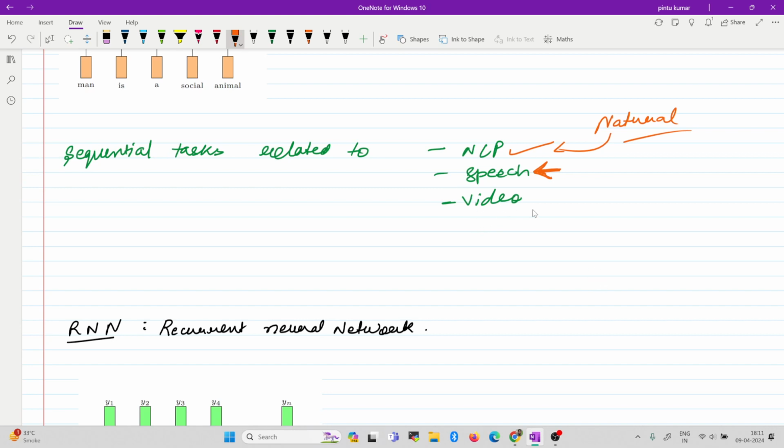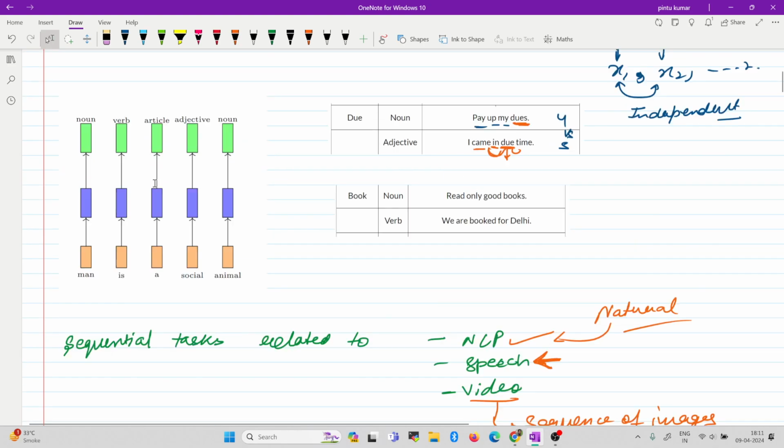Also, you can see videos as a sequence of images. So this is another place where you have application of these kinds of methods.